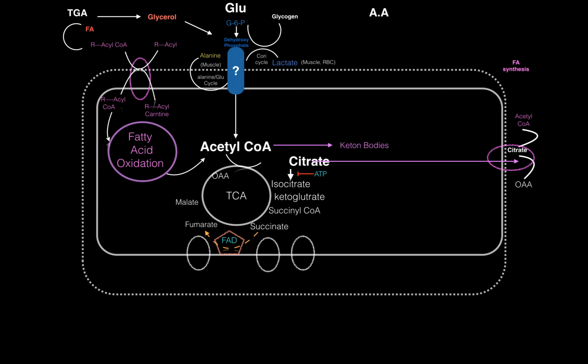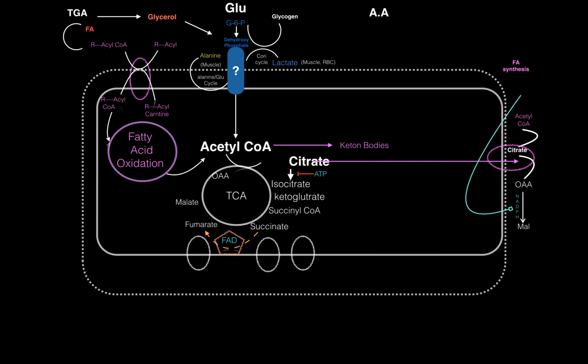oxaloacetate. Acetyl CoA, okay, in order to start fatty acid synthesis, we need 2 blocks of acetyl CoA, 2 carbon blocks, to start the synthesis. So for this one, we need a coenzyme which is NADPH. Where does NADPH come from? From the process of converting oxaloacetate to malate.